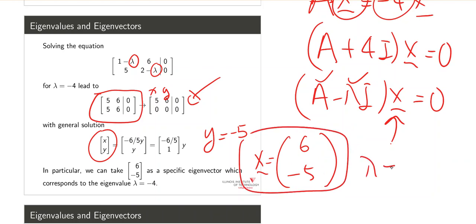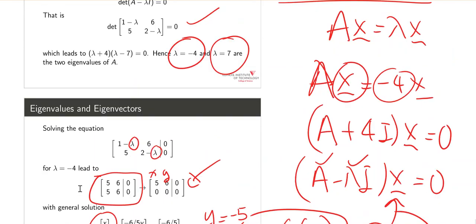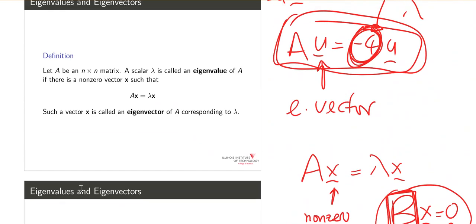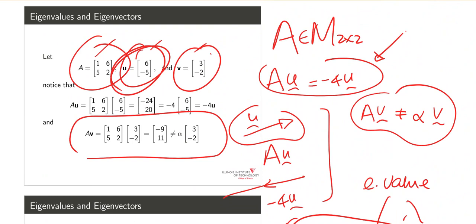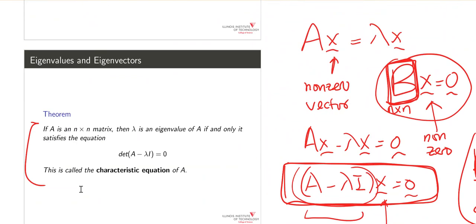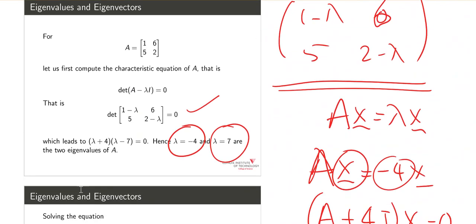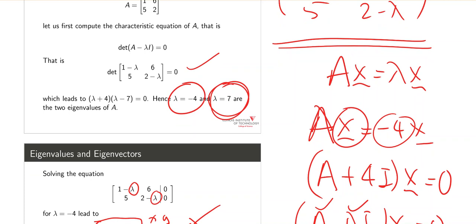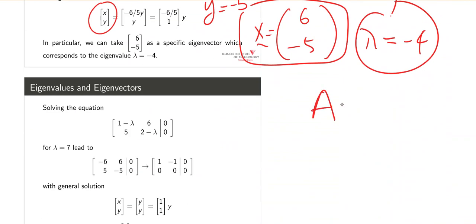So this will be an eigenvector corresponding to eigenvalue lambda equals -4. For lambda equal to -4, this will do the job. And this is actually the u that we found from the very beginning. And we also know that lambda equal to 7 is another eigenvalue, which means that we should be able to find another x so that this is true.